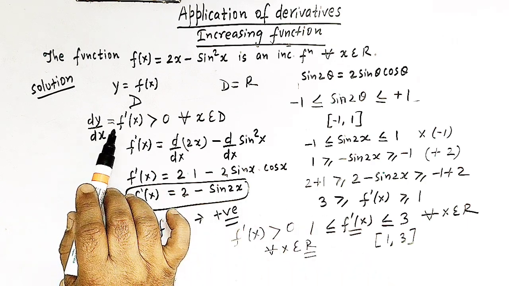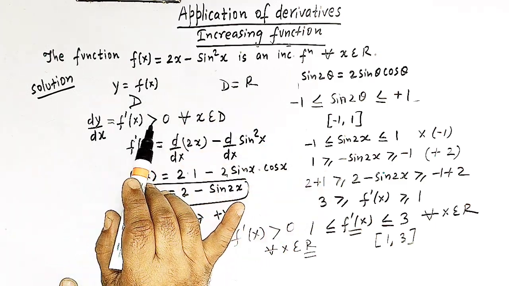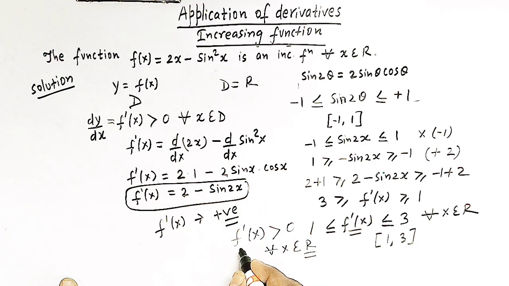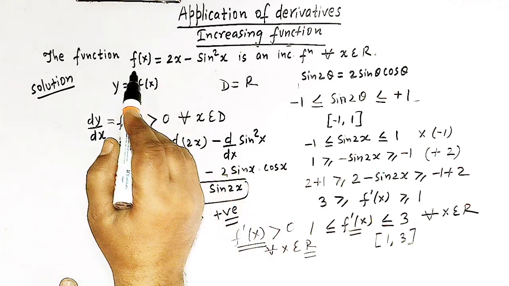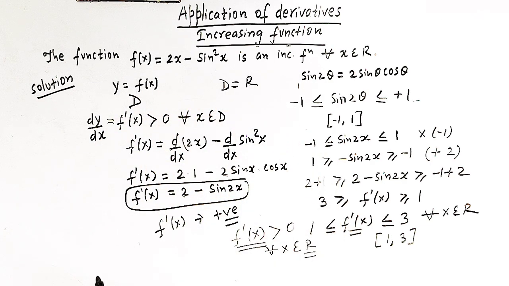So from the definition of increasing function, f prime of x should be greater than 0 for all x belonging to the domain. So here we have proved that the derivative is always a positive quantity for all x belonging to R. Hence we can say that this function is an increasing function for all x belonging to R.